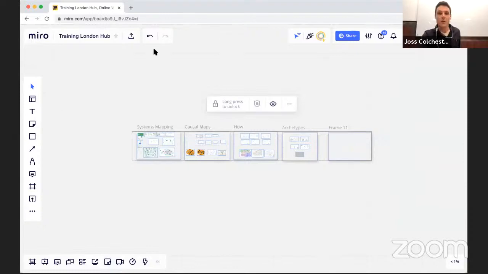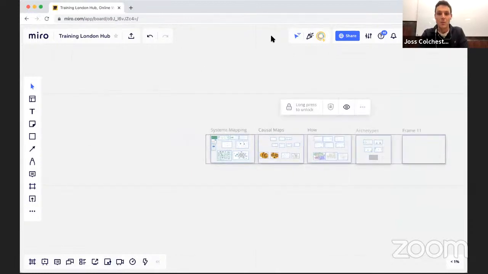Okay, welcome everyone. My name is Joss Colchester. I'm with the SI London Hub, and I'm going to be walking you through today's session, learning about systems mapping. Let's get started. Still collecting a few people here, but we'll jump in. We're going to be working on a Miro board today.